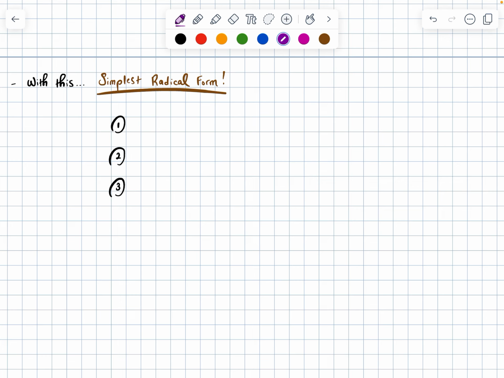Alrighty, first up, the first big thing that I want to make sure of. We've already established step 1. I need to make sure that I do not leave any perfect squares under a square root or any perfect cubes under a cube root. So step 1, we want to make sure that we are not leaving any perfect nth powers under an nth root.